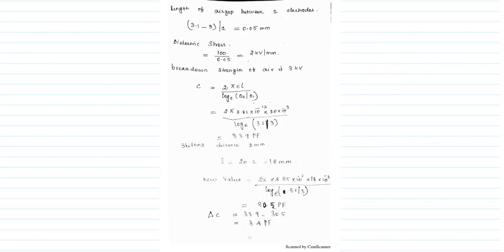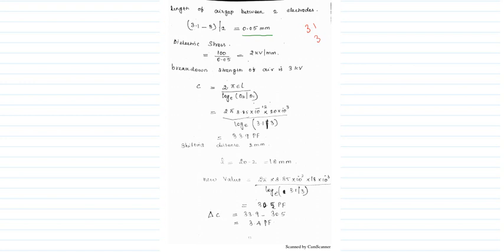So how can we calculate? The first step is to calculate the air gap between the two electrodes. One value is 3.1, the other is 3. We have to subtract them, then only we can calculate the length of the air gap between the two electrodes. So (3.1 minus 3) by 2 gives 0.05 mm.